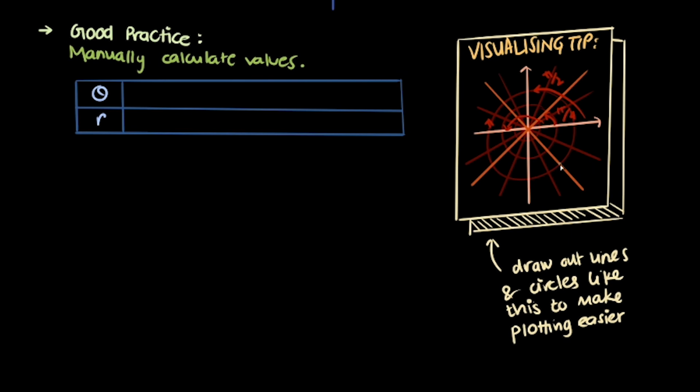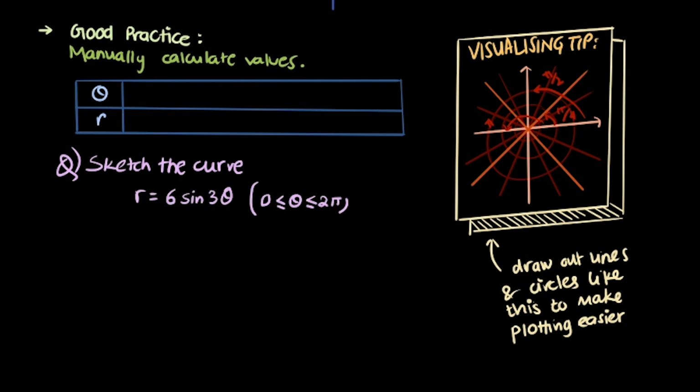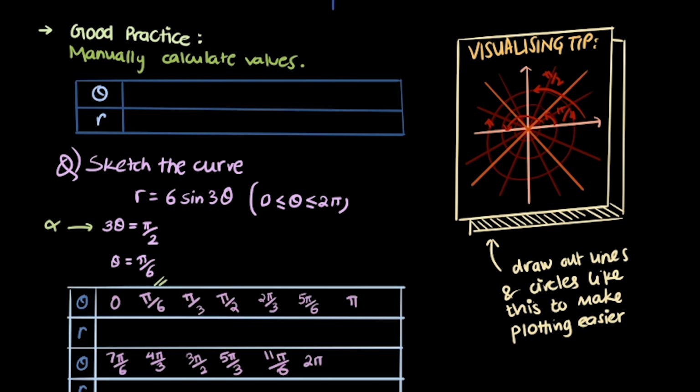Enough chit chat, let's attempt an example, shall we? Time to sketch the curve r equals 6 sin 3 theta. Here's a handy tip for figuring out which values to calculate. Let's start from alpha equals pi by 2 again. This time, alpha stands for 3 theta. So we insert that and find the value of theta to be pi by 6. Then, with increments of pi by 6, we take values of theta for which we will calculate the radius. Here I've already done it for you.